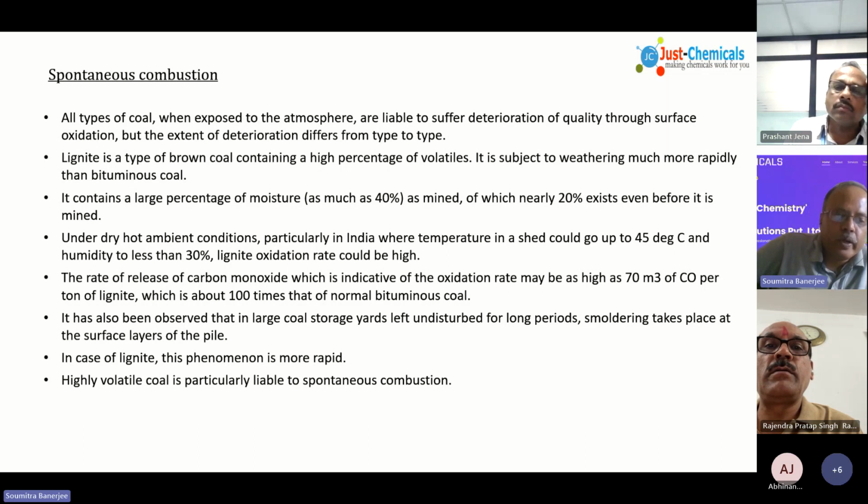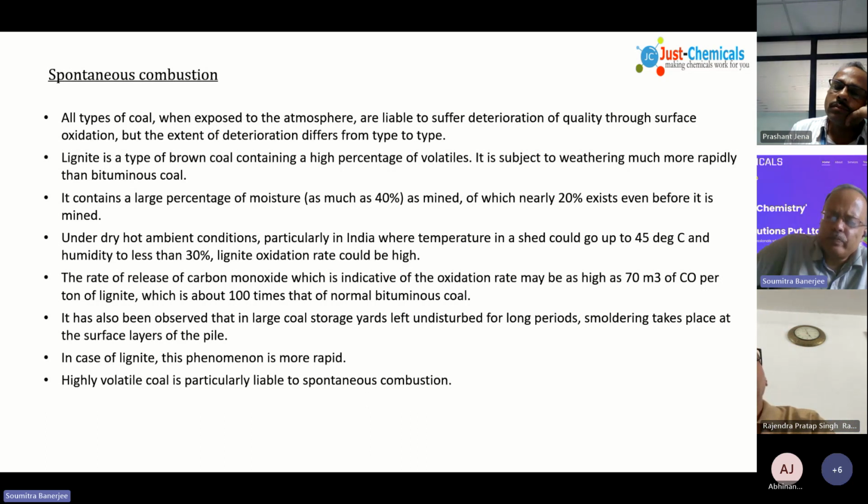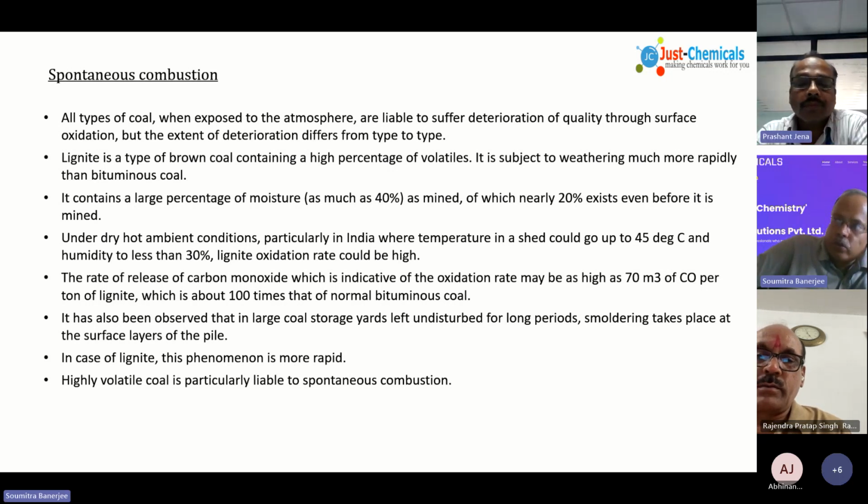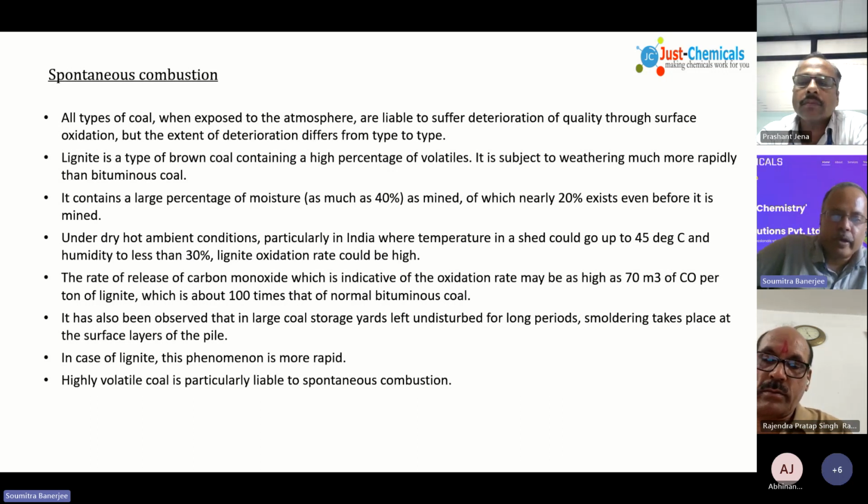So in case of lignite, the phenomenon is very rapid, as it is highly volatile. Smoldering is like when we do welding, you see that kind of spark. It is like the way coal burns inside a chulha or a tandoor, that kind of thing is smoldering. So we will see a reddish color over there.